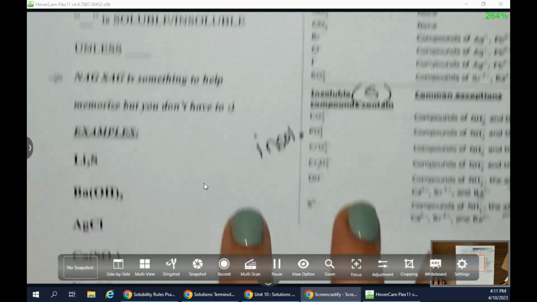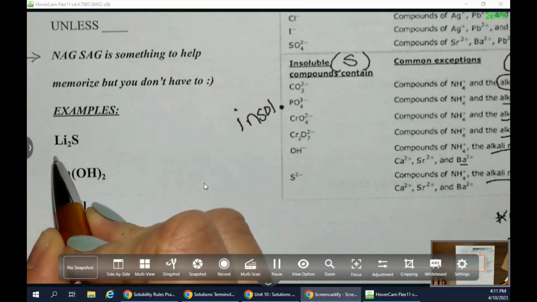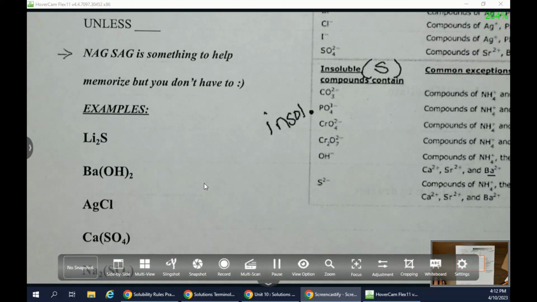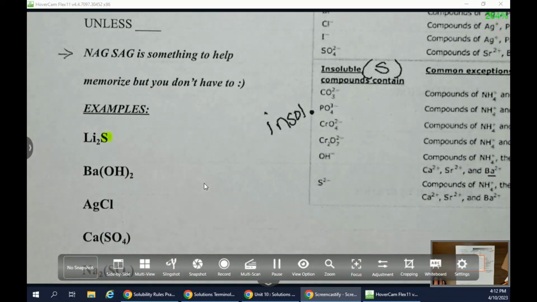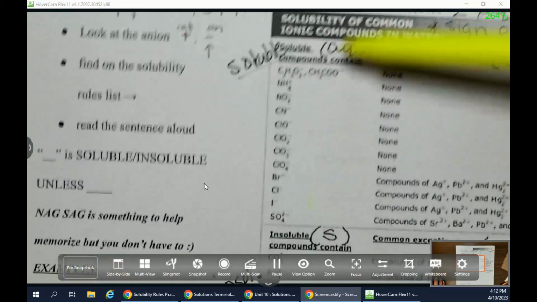All right? So for example, let's do a couple of these. I have Li with a little 2 and then S. So I'm going to look at the anion. Who's my anion in this one? Yep, the S. So there's my anion. I did step 1. Find them on the solubility rules list. So I'm going to look down here.